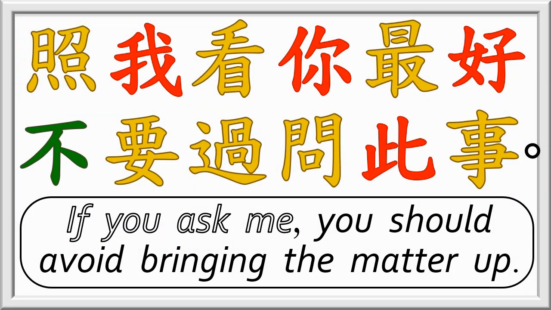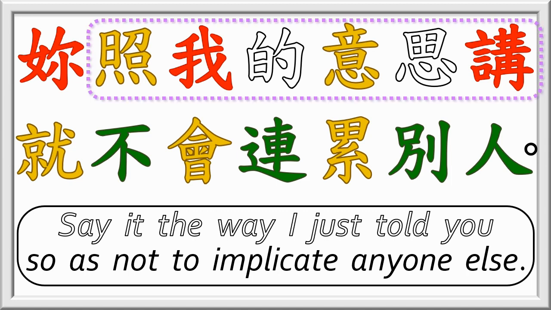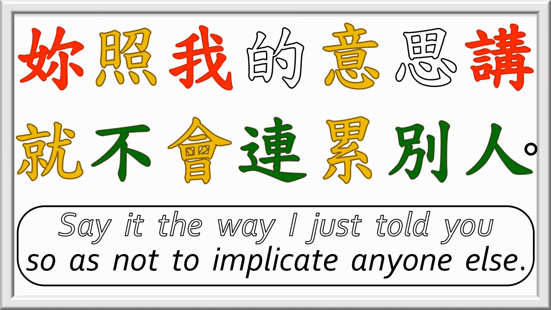照我看，你最好不要过问此事。If you ask me, you should avoid bringing the matter up. In other words, according to my lights, or by my lights, you should avoid this. 你照我的意思讲，就不会连累别人。Say it the way I just told you, and you won't implicate anyone else. Directly translated, it means, say it according to my idea.